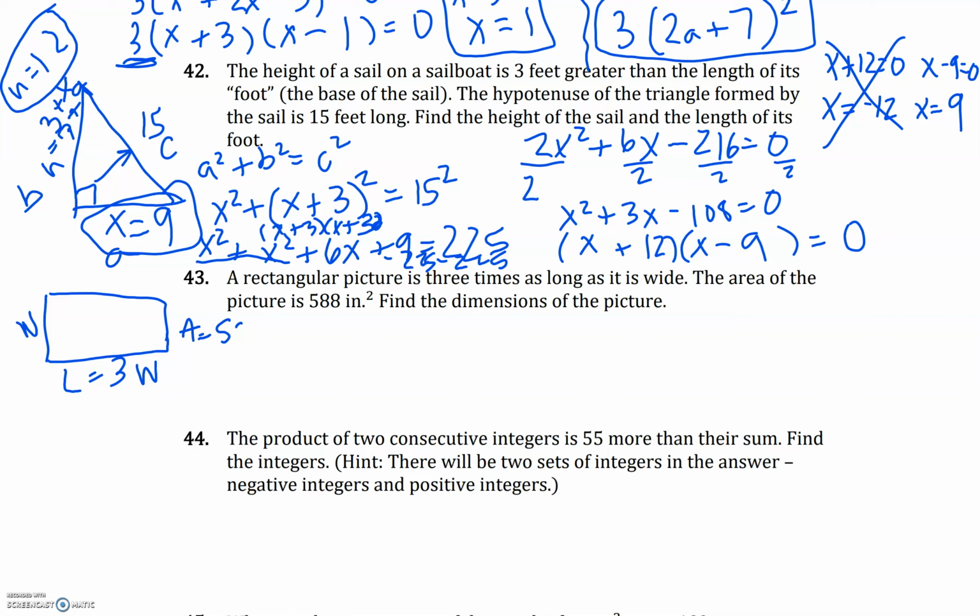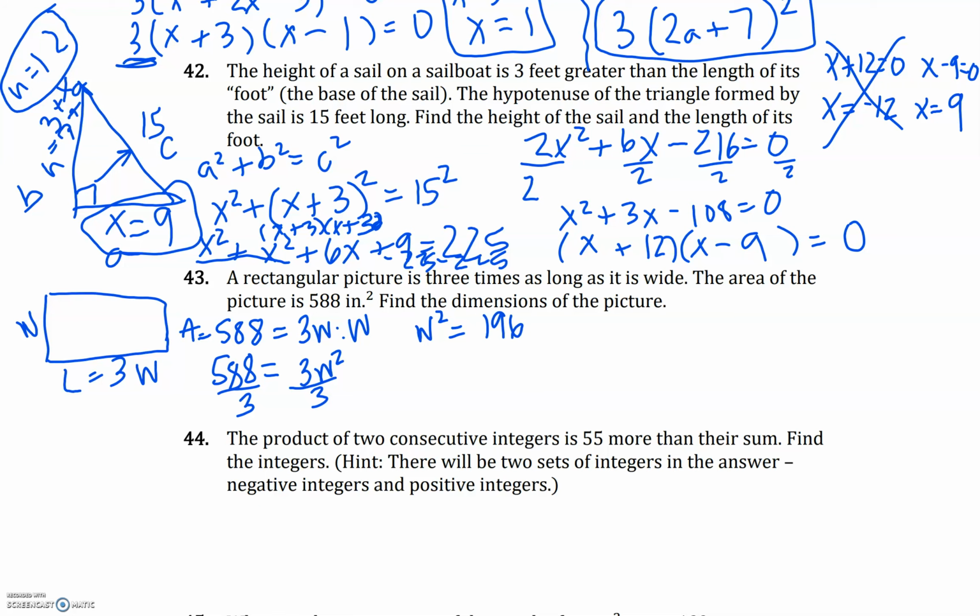And we know the area of any rectangle is the length times the width. So we have 588 square inches equal to 3w times w. w times w is just w squared, so 3w squared equals 588. Let's go ahead and get rid of that 3. 3w squared divided by 3 is just w squared. So I'm going to write it on the left now. And then 588 divided by 3 is 196. So let's go ahead and use factoring.